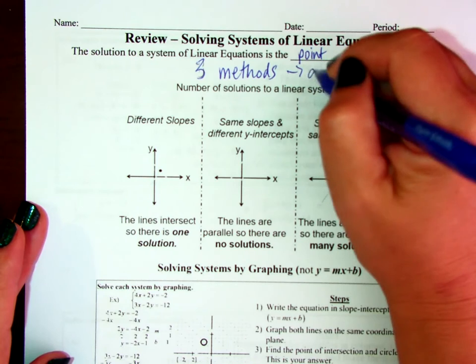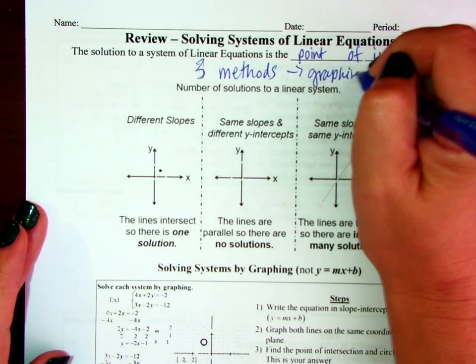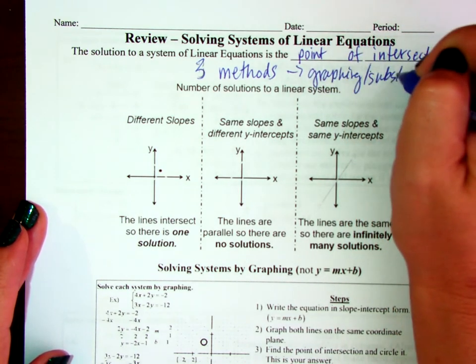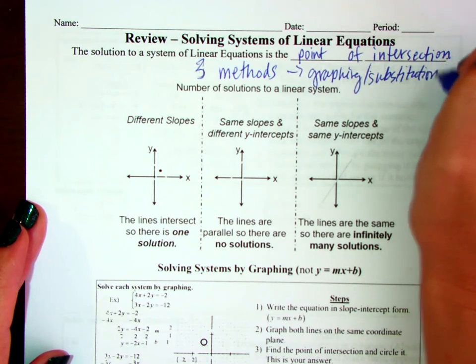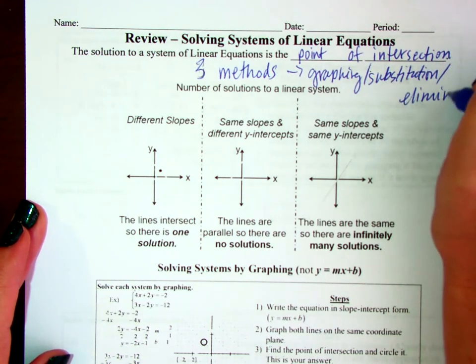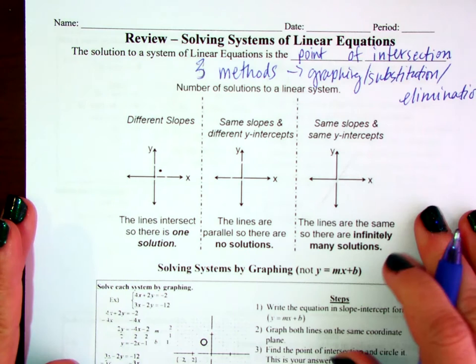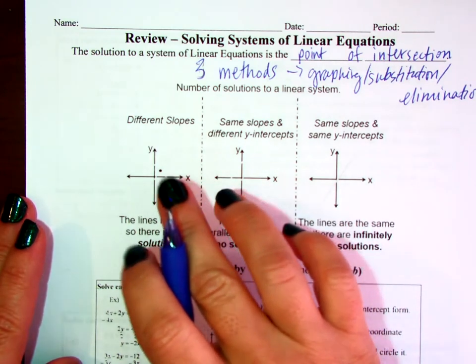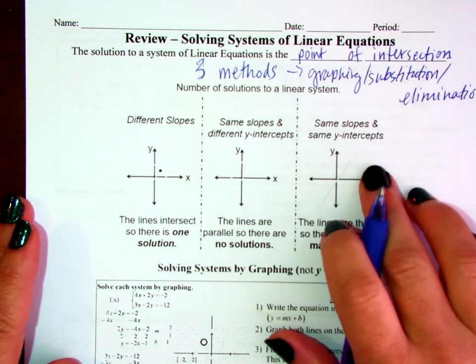We're going to do graphing, substitution, and elimination methods, just as a review from Math 1. So remember that there's three different ways that a system can turn out.